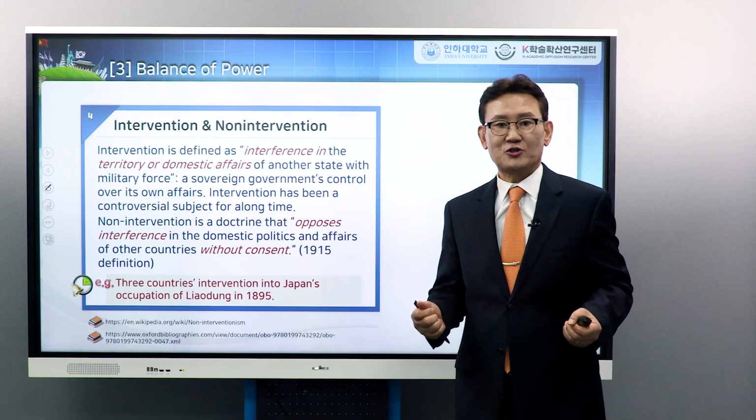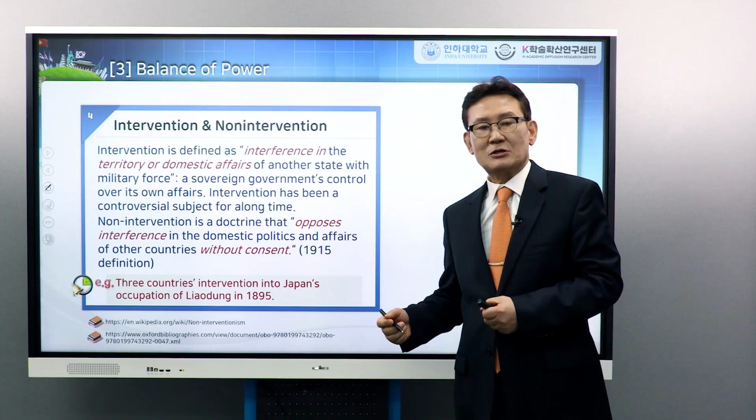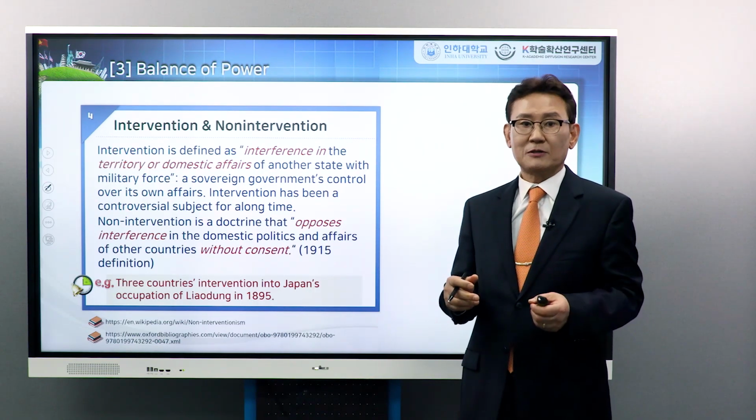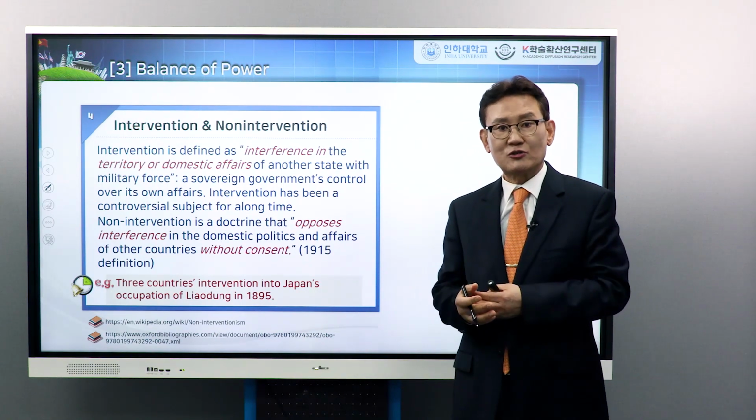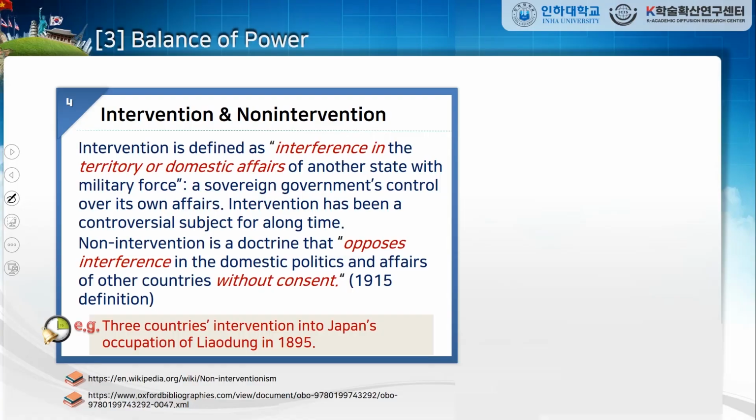Now, intervention or non-intervention. A balance of power system can be made by means of intervention or non-intervention. Both concepts are quite controversial issues too. First, intervention is defined as interference in the territory or domestic affairs of another state with military force. You intervene in some other country's affairs with military force.